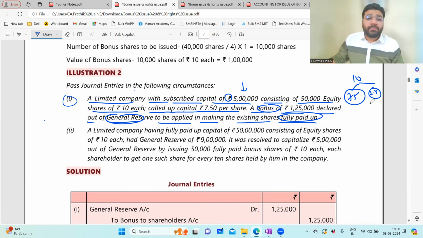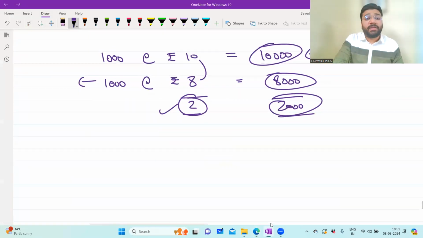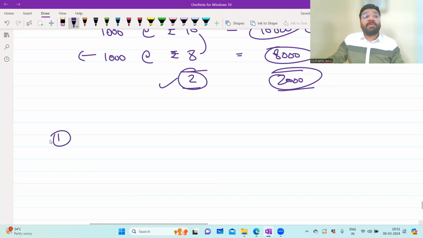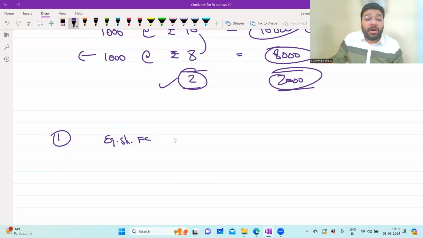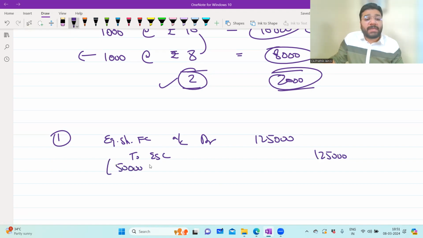So now tell me people, how many shares? 50,000 shares into 2.5. How much? 1,25,000. Exactly matching? Matching. So now, what is my first entry? First entry, you have to make the final call due. So what is the final call due entry? Equity share final call account debit to equity share capital. How much? 1,25,000 rupees. So 50,000 shares subscribed into 2.5 rupees is 1,25,000 rupees.